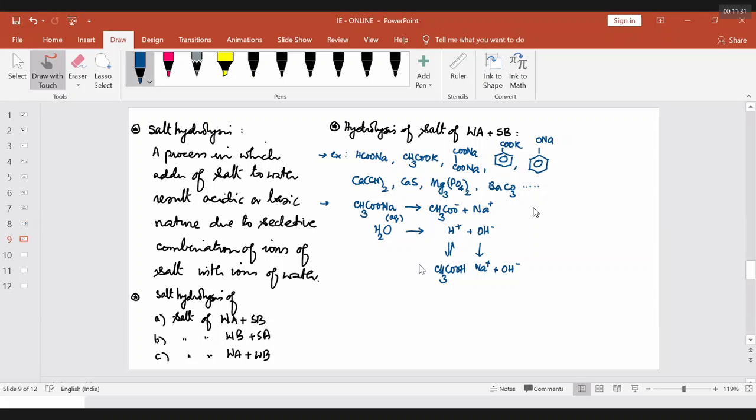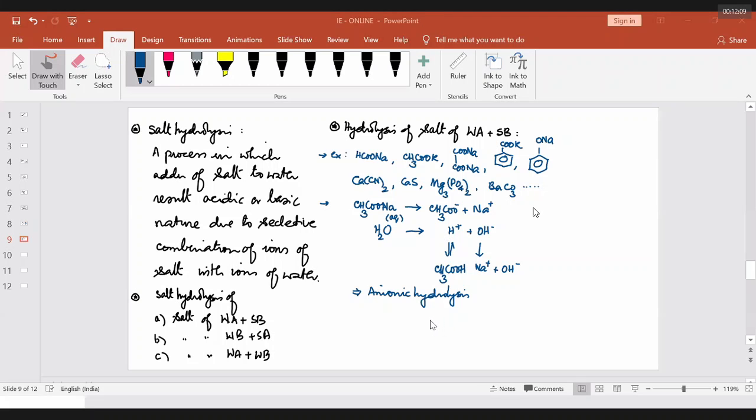Now, the question is, if it is so, who is undergoing hydrolysis? Acetate ion, the negative ion. This implies anionic hydrolysis. The name is a 4 marks question for doctors. It is called anionic hydrolysis. If it is anionic hydrolysis, it implies the anion of the salt is combining with water.